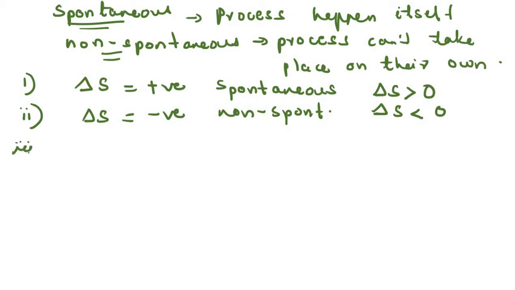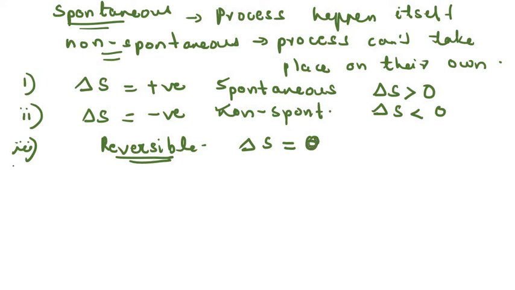Now our third case, after spontaneous process and non-spontaneous process: what is the change in entropy in the case of a reversible process? You have to remember the change in entropy in the case of a reversible process is 0. Now, if we consider a reversible process, let us consider an isothermal process.